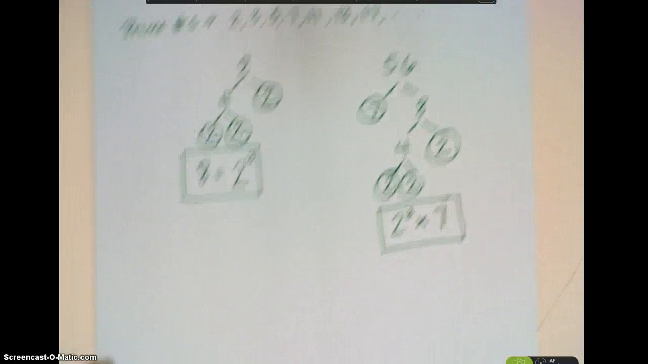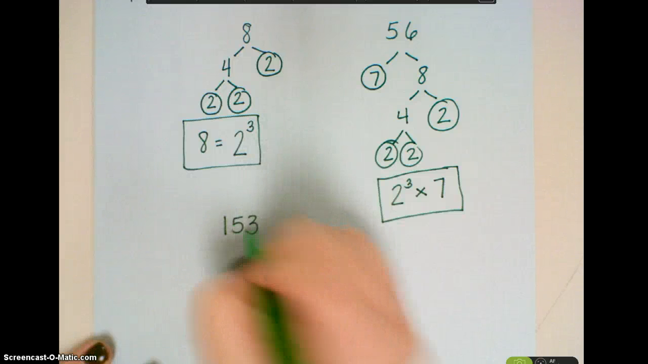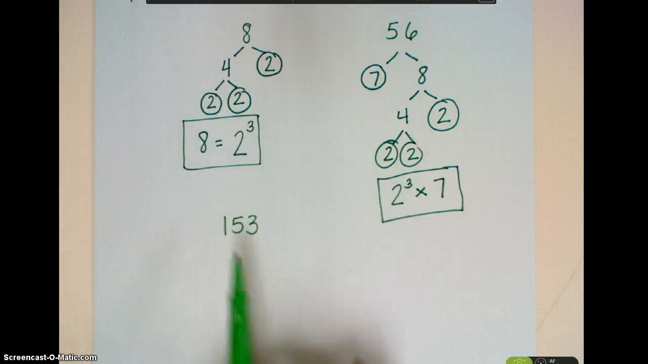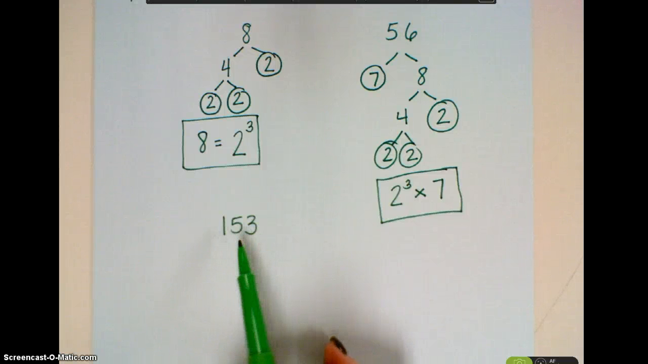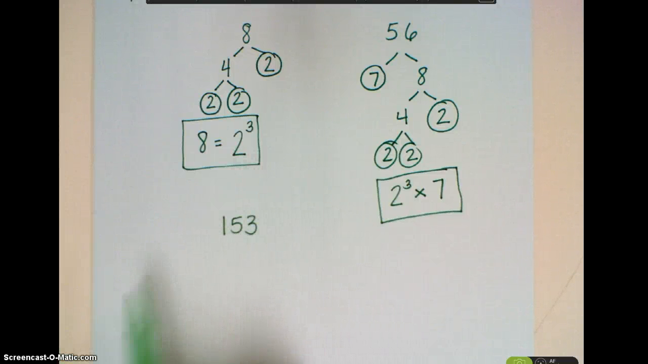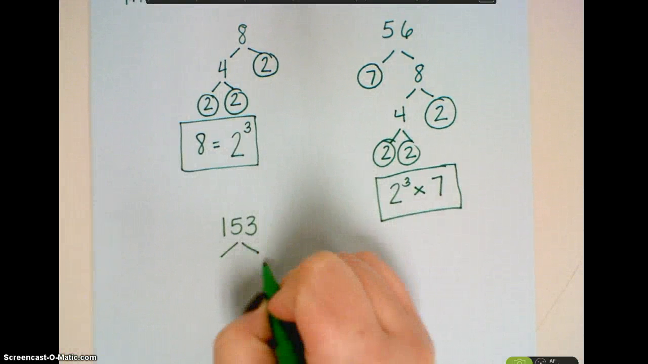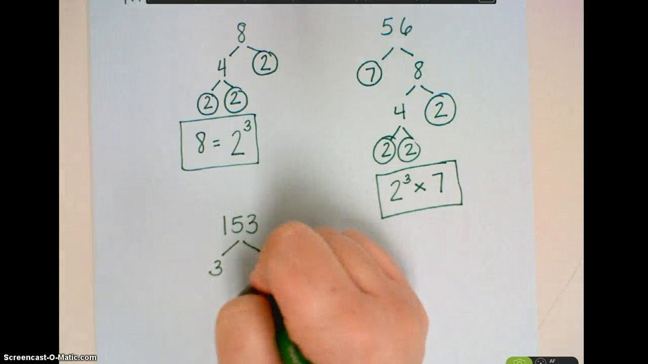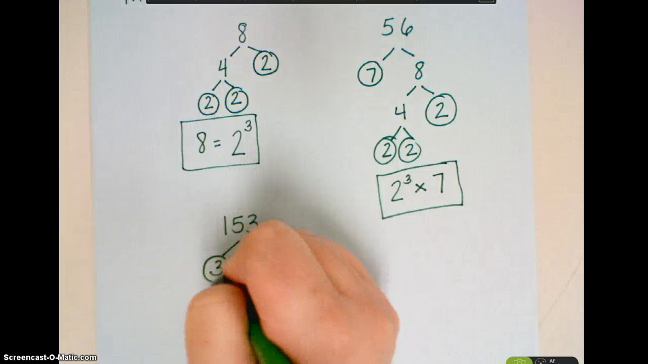And let's go ahead and do one more, a little bit harder. We're going to do 153. Now this one can be hard to start because you don't necessarily know what it's divisible by, but because I know my divisibility rules, if I add these up, 1 plus 5 is 6, plus 3 is 9, and that's divisible by 3, that means this number is divisible by 3. So I'm going to say that it's divided by 3, and 3 times 51 would get me 153. 3 is a prime number, so I'm going to circle that.